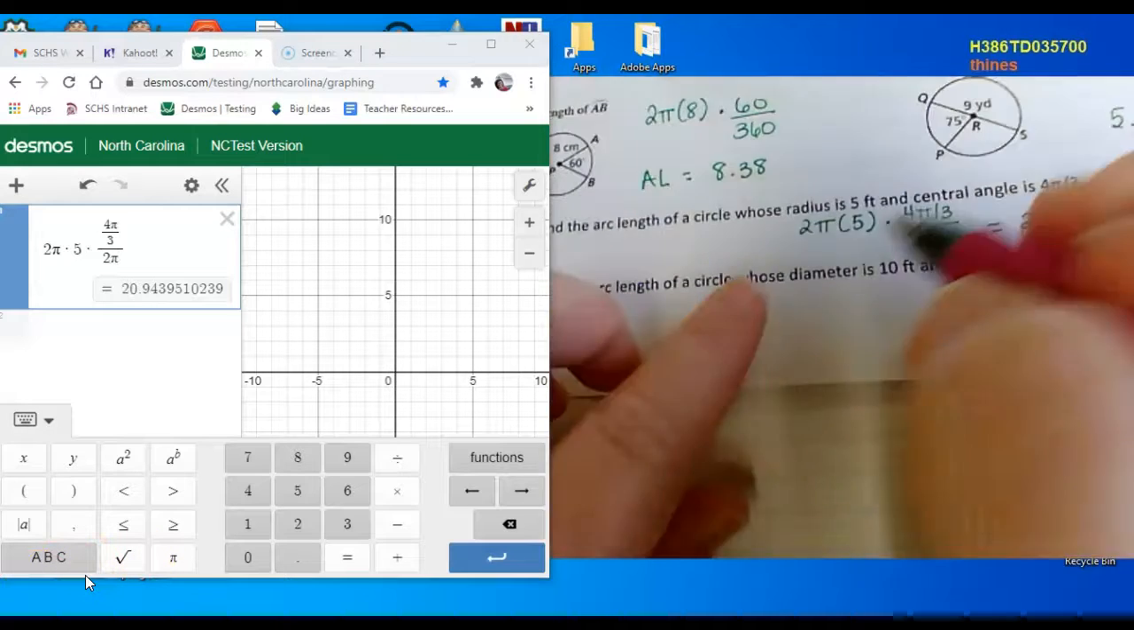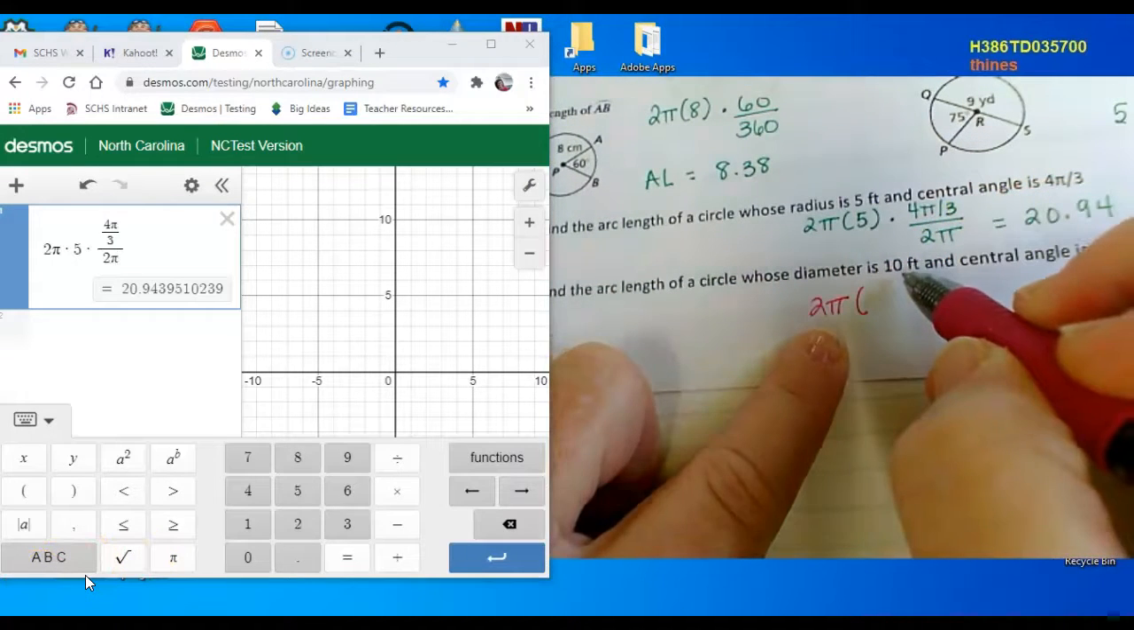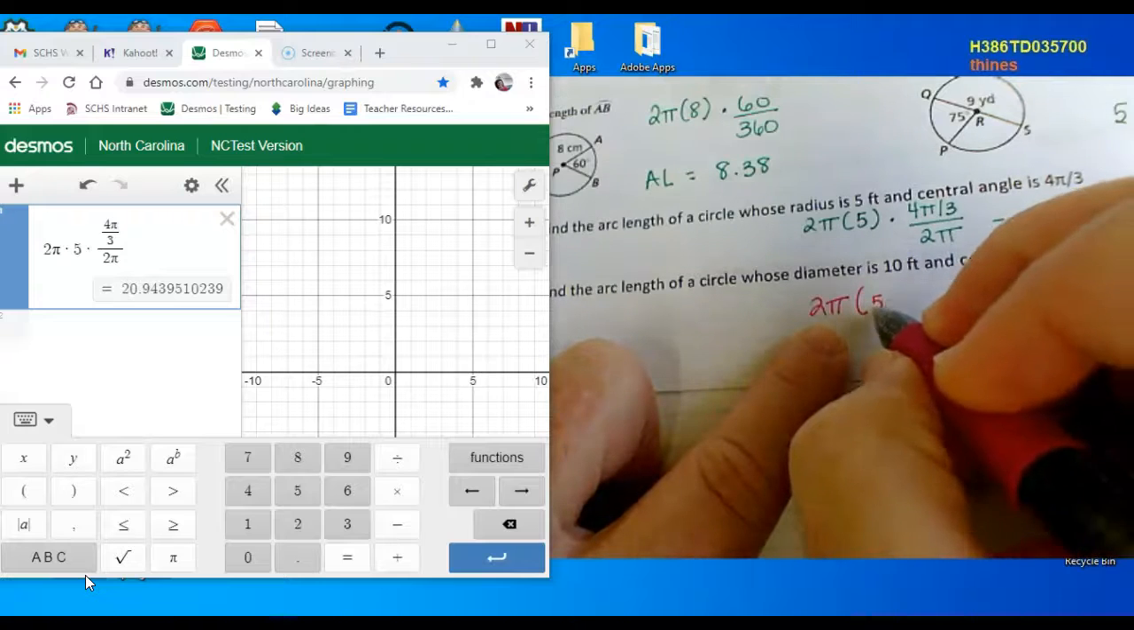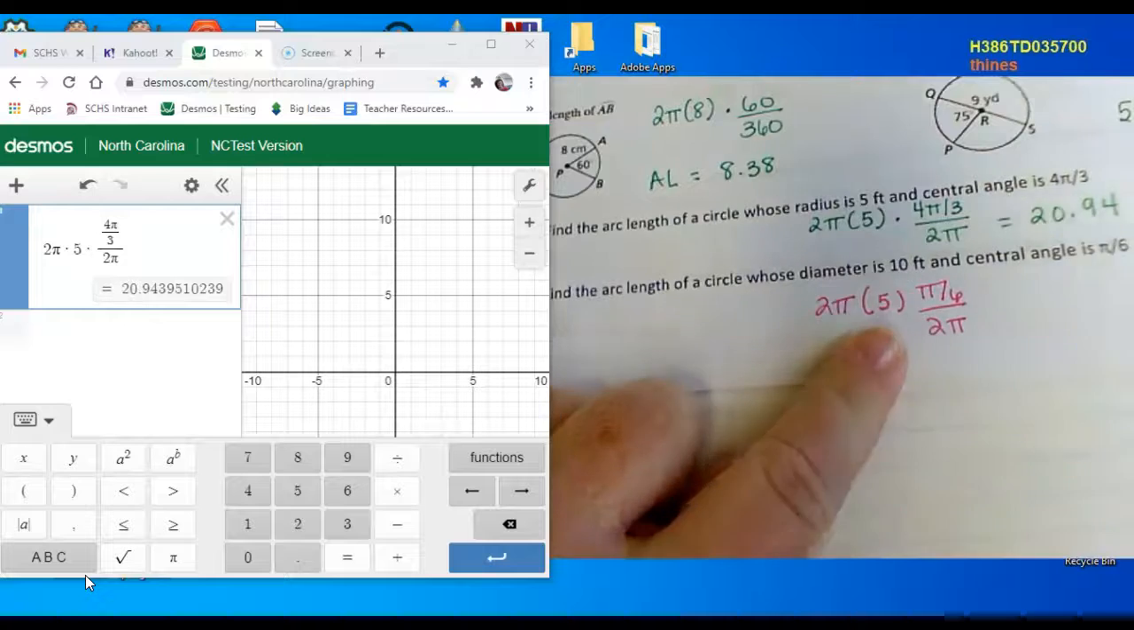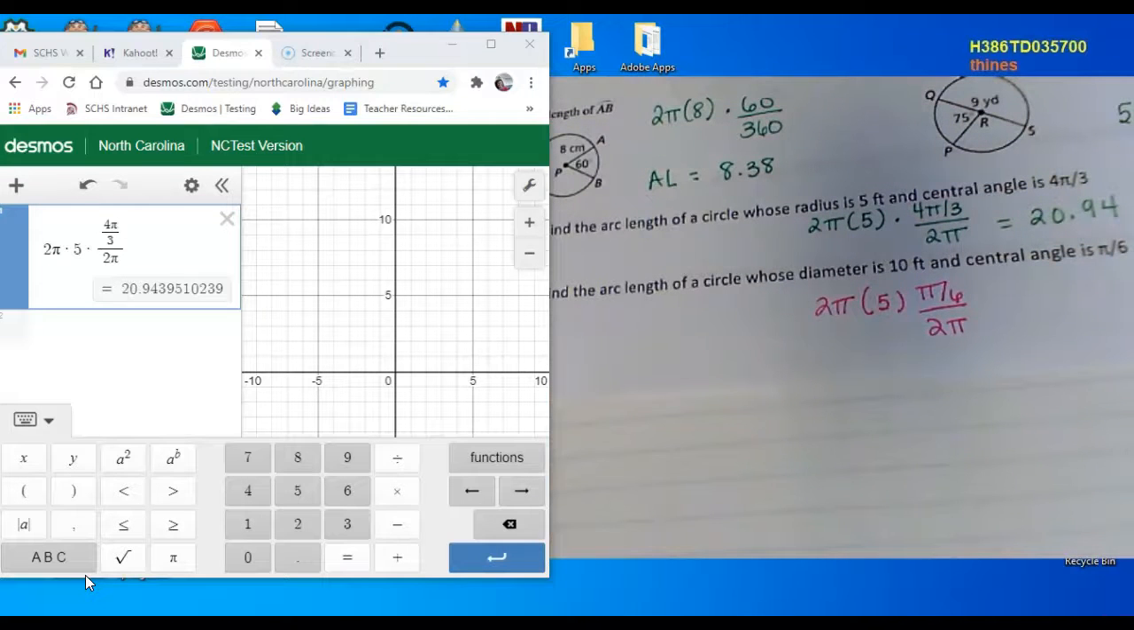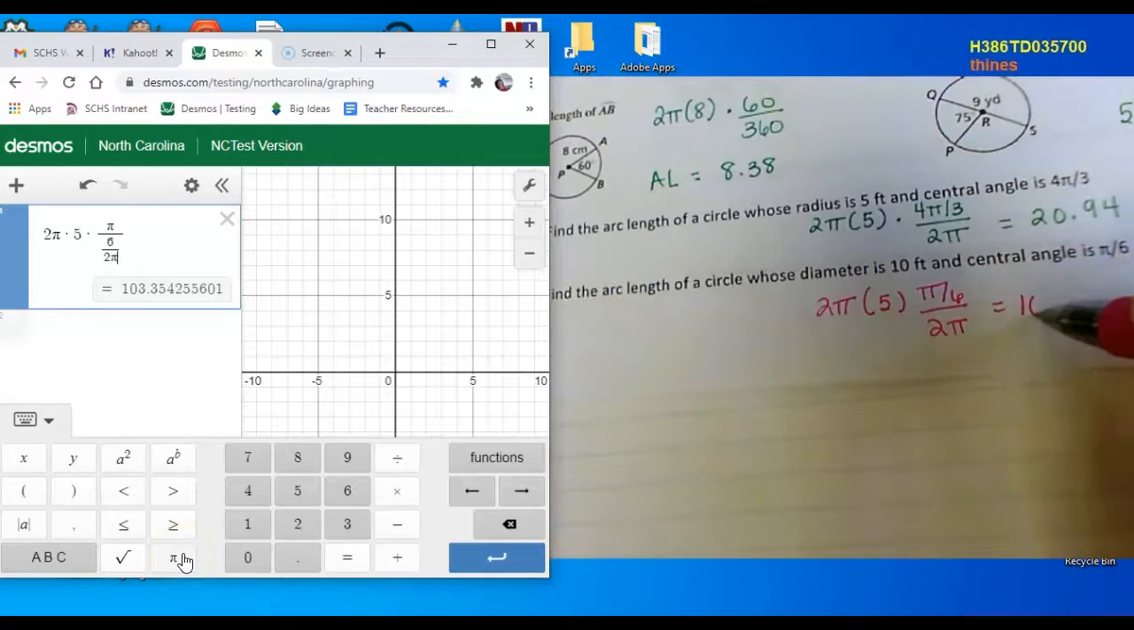Okay, so we know it's 2 pi and r, so half of the 10. And then we put our angle divided by 2 pi. So your angle always goes over either 2 pi or 360, just depending on if you have radians or degrees. So 2 pi times 5 times pi over 6 divided by another 2 pi. And you get 103.35.